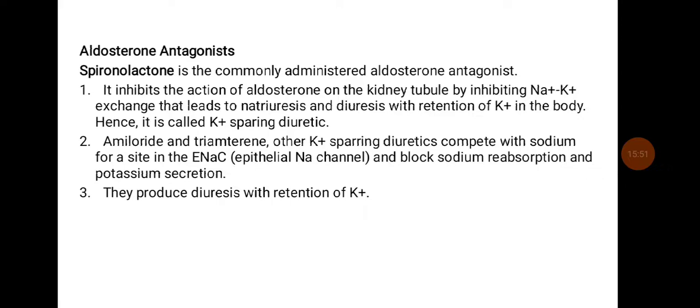Aldosterone antagonists. Spironolactone is the commonly administered aldosterone antagonist. It inhibits the action of aldosterone on the kidney tubule by inhibiting sodium potassium exchange, which leads to natriuresis and diuresis with retention of potassium in the body. Hence, it is called a potassium sparing diuretic. Amiloride and triamterene, other potassium sparing diuretics, compete with sodium for the site in the epithelial sodium channel and block sodium reabsorption and potassium secretion. They produce diuresis with retention of potassium.